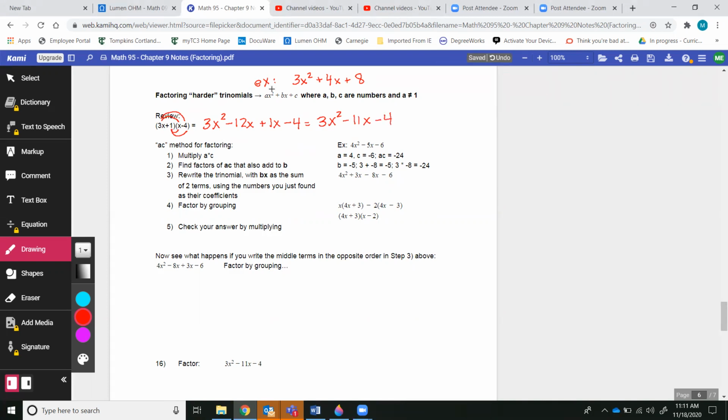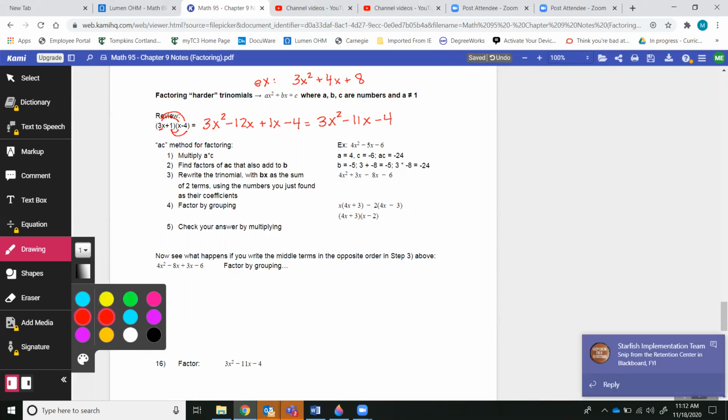So let's break this down and take a look at it as we did before. We ended up with a 3x squared here. We do not just have a 1 in front of the x squared. Why do I have this 3? Well, it's because this term right here was not just x, it was 3x. So 3 times that 1 gave us the 3.